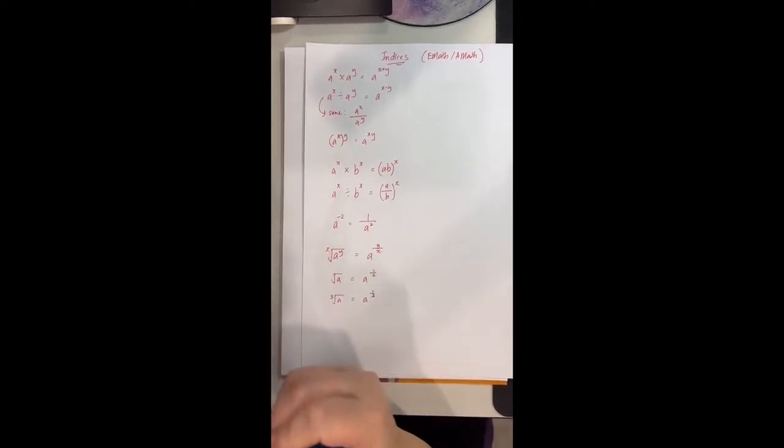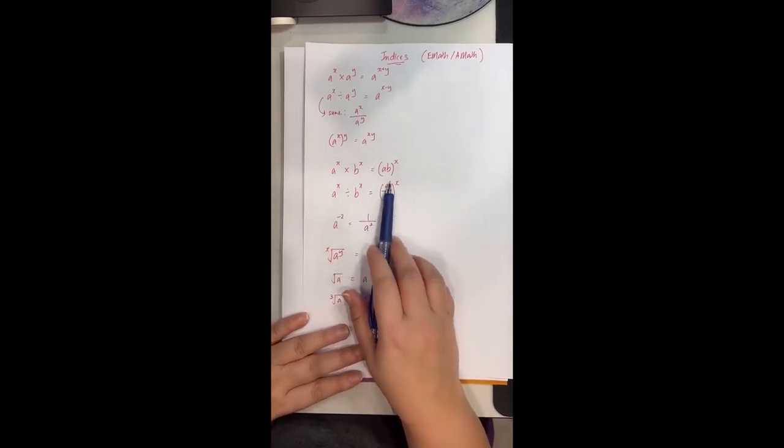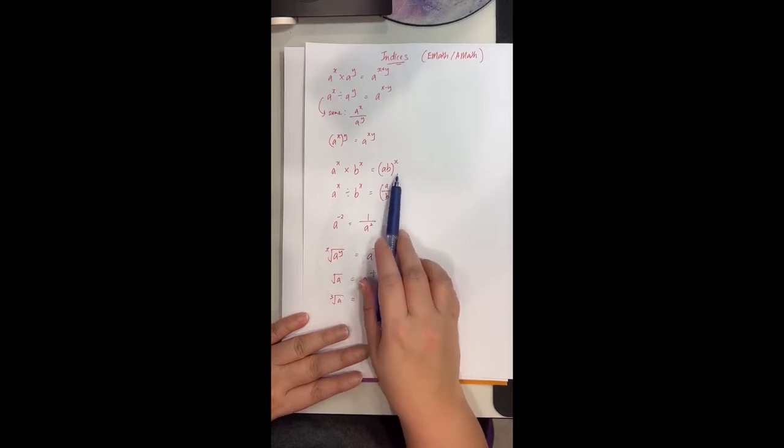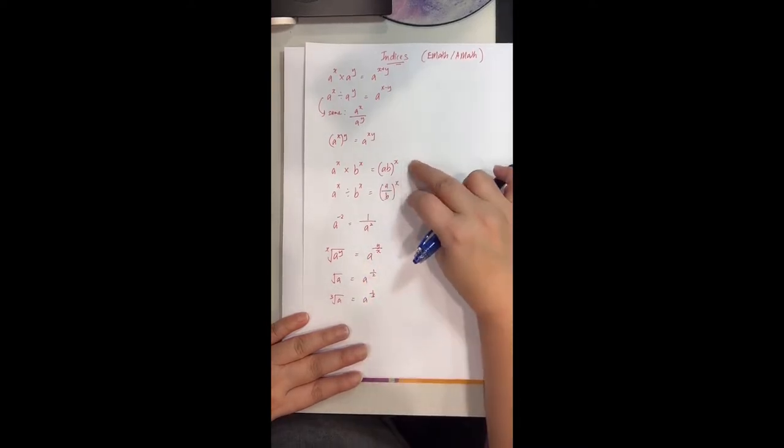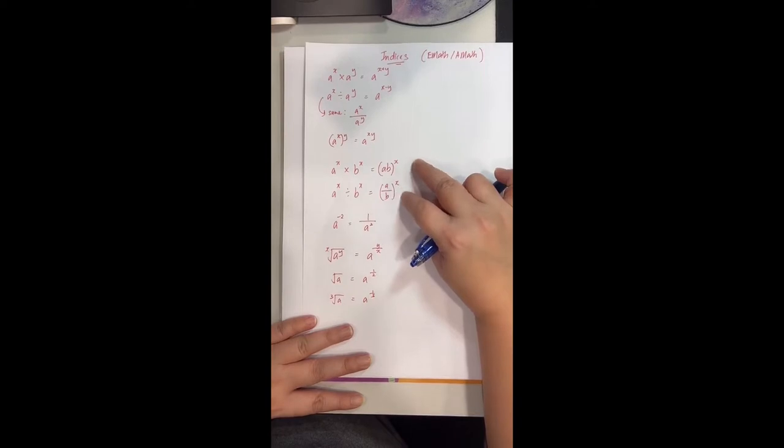Okay, then now, this one, different base divide, so it becomes A over B bracket to the power of X. So these two are very commonly tested laws which students always forget. Okay, so take note of these two.